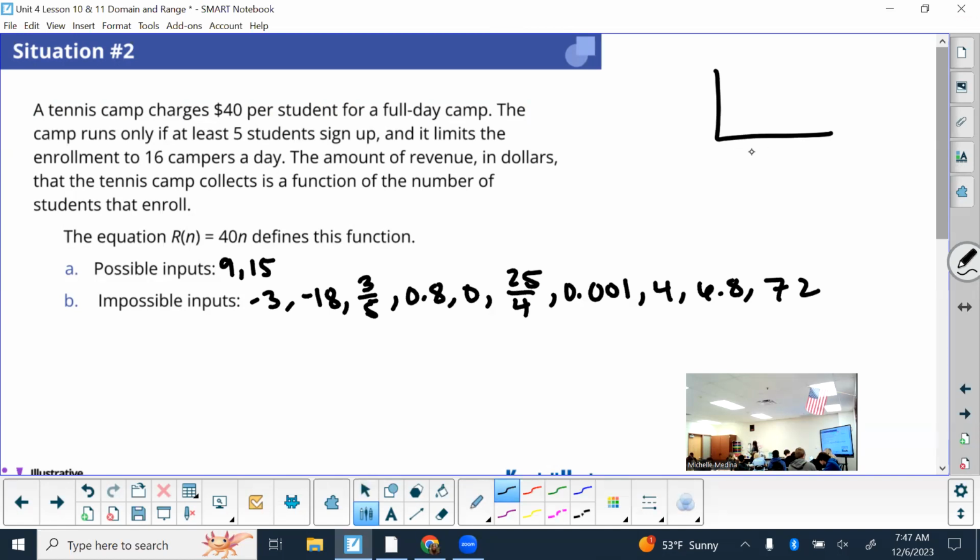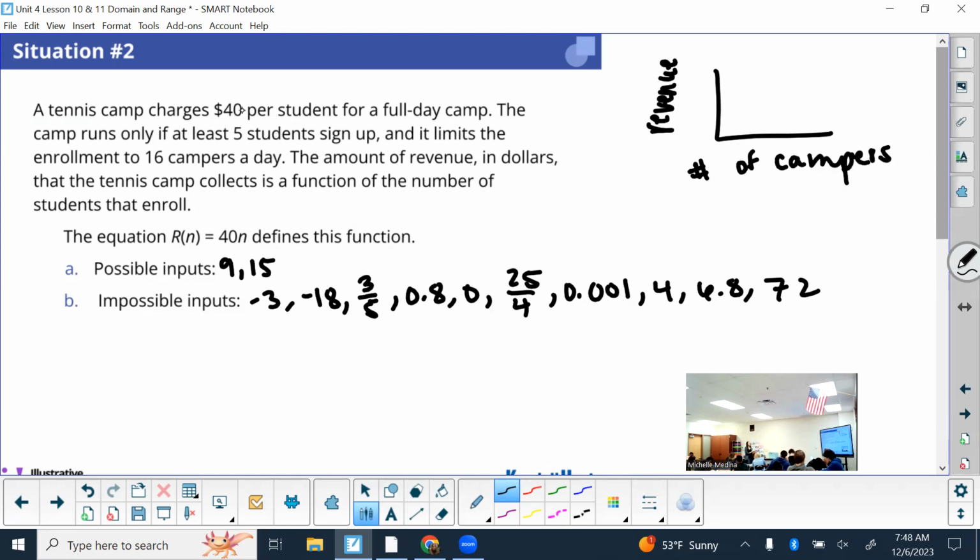So see the two things being compared. What was that? Okay, so would the revenue go on the x-axis? No. The revenue goes on the y-axis, right? Because the revenue depends on how many campers signed up. So then on my x-axis, it would have to be perfect. And there's limits on that.